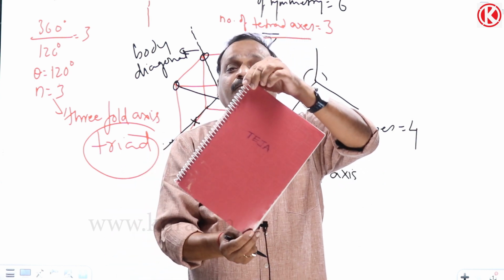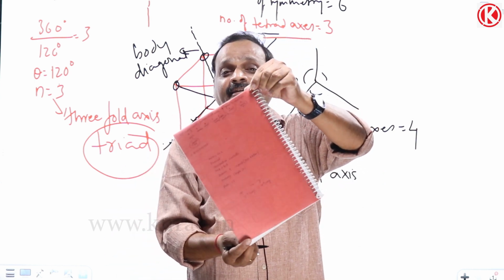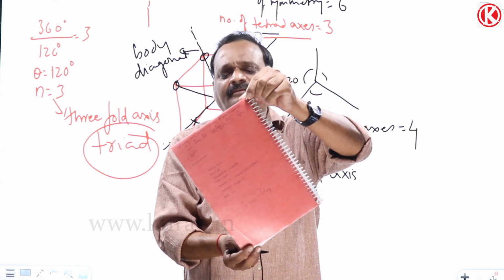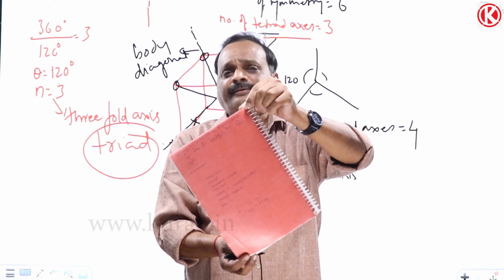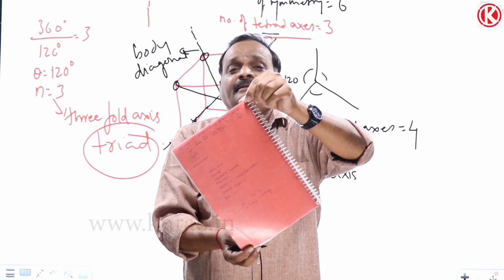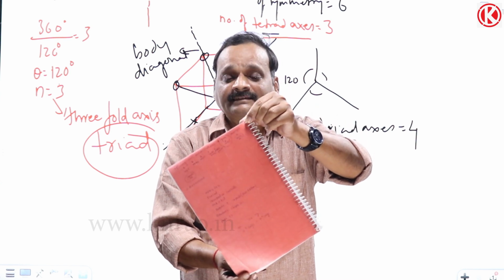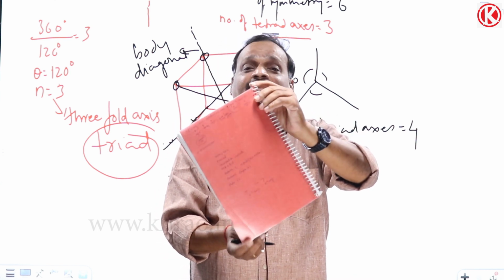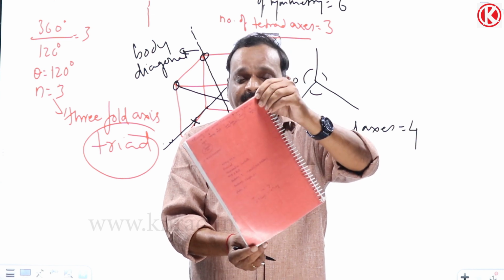If an operation through 180 degrees leaves the cube invariant, invariant means it should look the same as before. That is known as a dyad axis or twofold axis of symmetry. How many such axes are there? Now we have to see. Okay, this is one dyad axis.